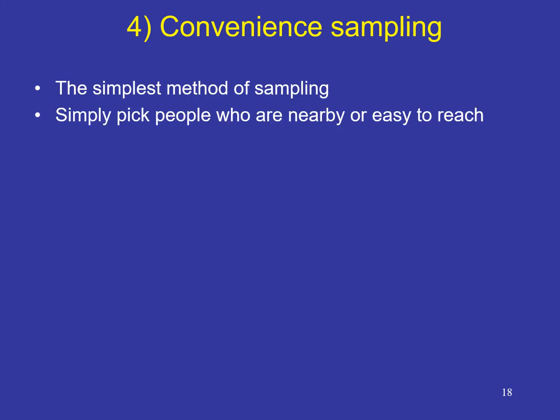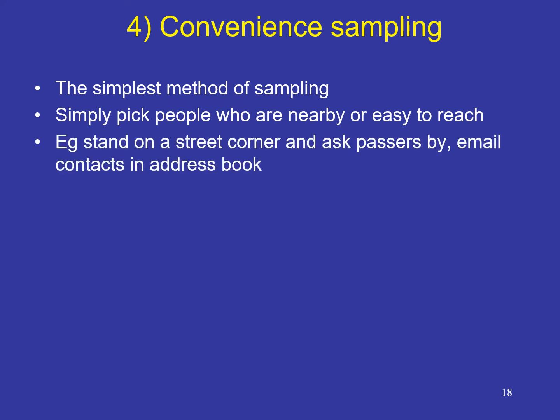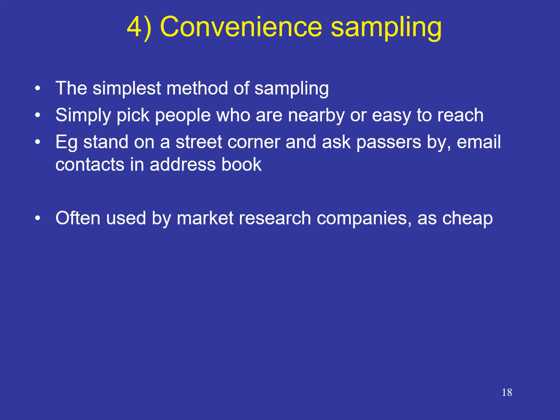The fourth method of sampling we're going to look at is called convenience sampling. Now, this is the simplest method of sampling, and it simply involves picking people who are nearby or easy to reach. So, for example, you may stand on a street corner and ask passers-by, or you just may email contacts in your address book. This is often used by market research companies. You've probably seen people standing on the streets with clipboards because it's cheap. You don't have to go to lots of different locations, you can just stand in one place.